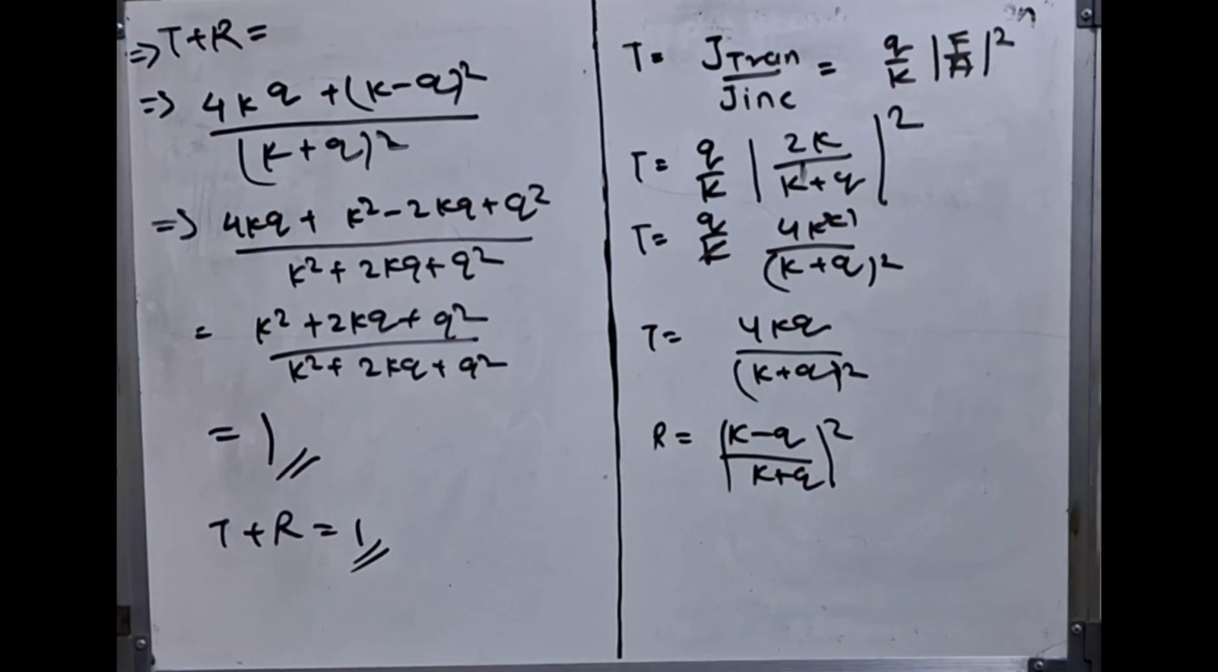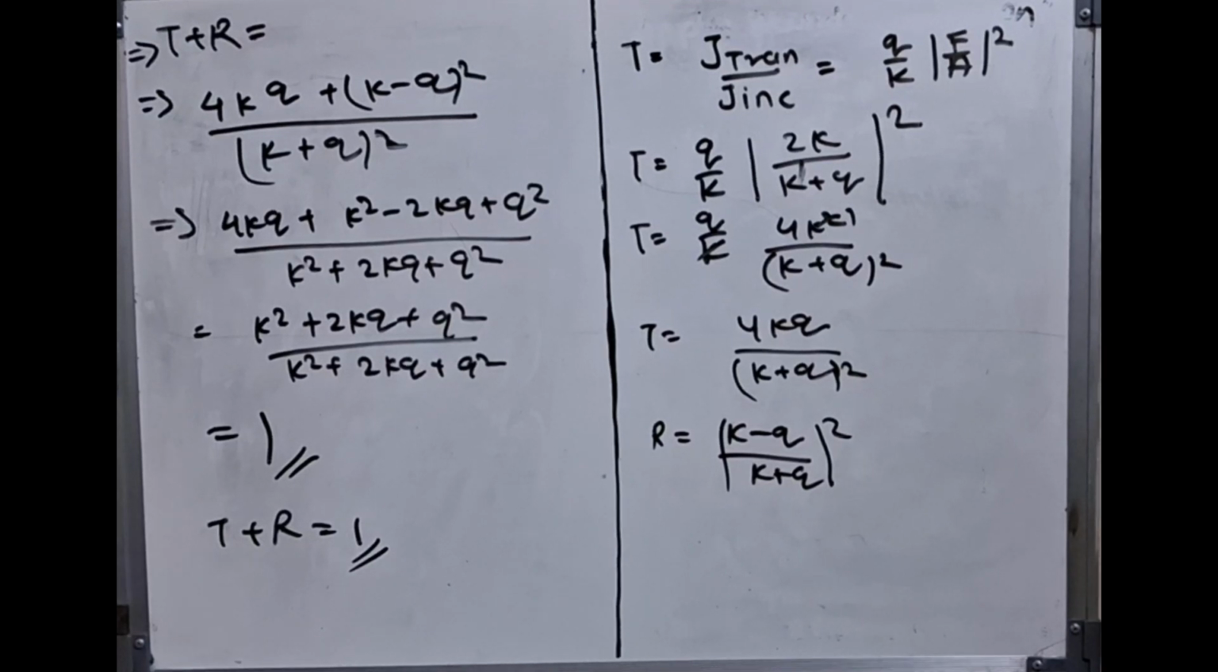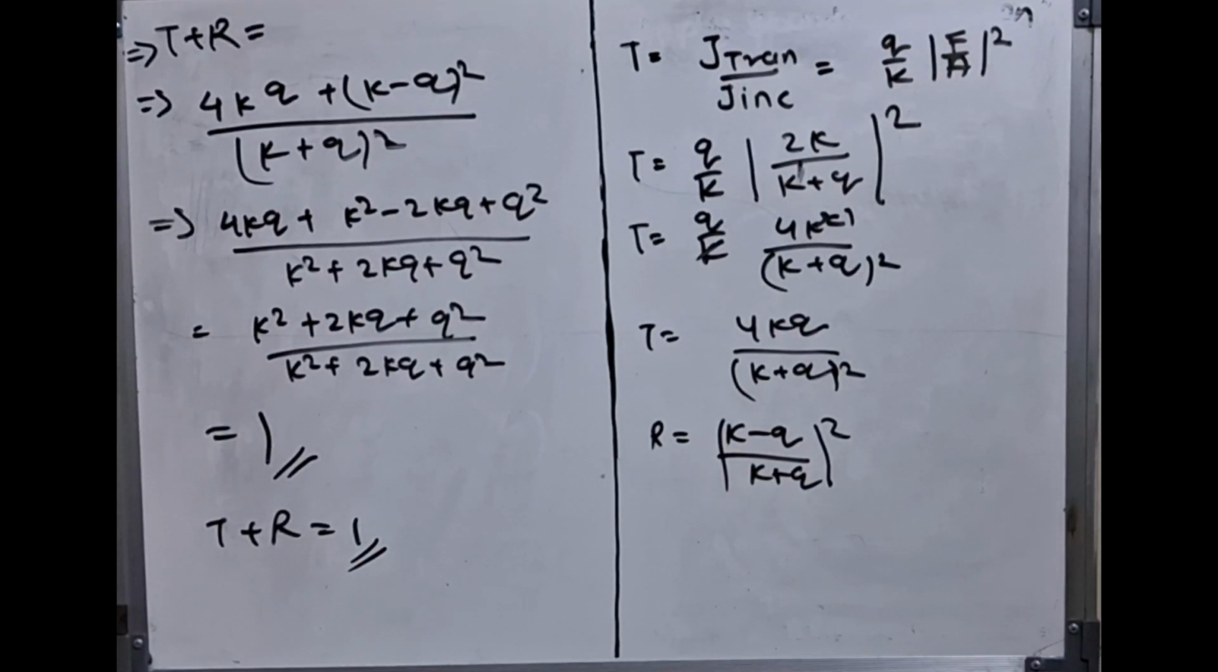And what this concludes is that this relation, T plus R is equal to 1, expresses conservation of probability current, which means either the particle is reflected or transmitted.